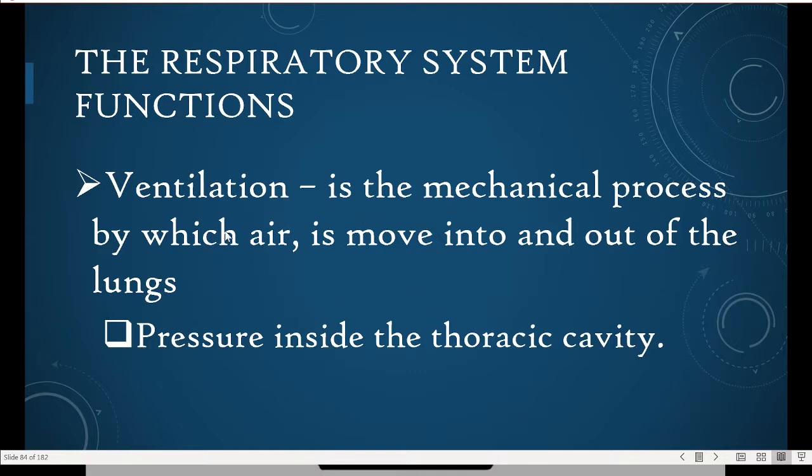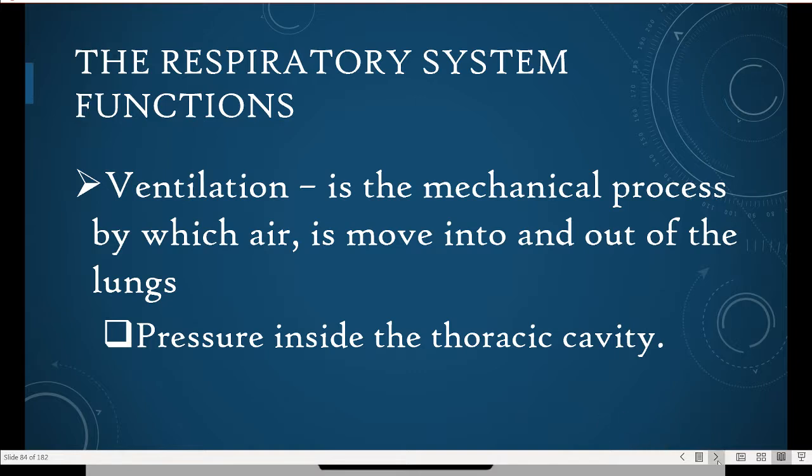We introduced ventilation, the mechanical process by which air is moved into and out of the lungs. Ventilation is not respiration. Ventilation means it's mechanical. If we decided to provide positive pressure ventilation through a bag valve mask, and we'll introduce all that later, that's mechanical. A ventilator is mechanical.